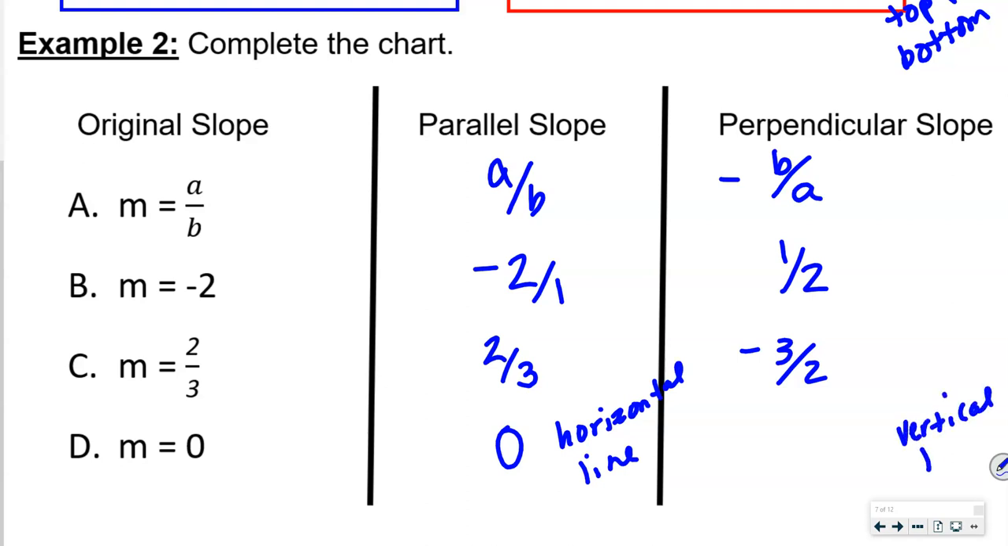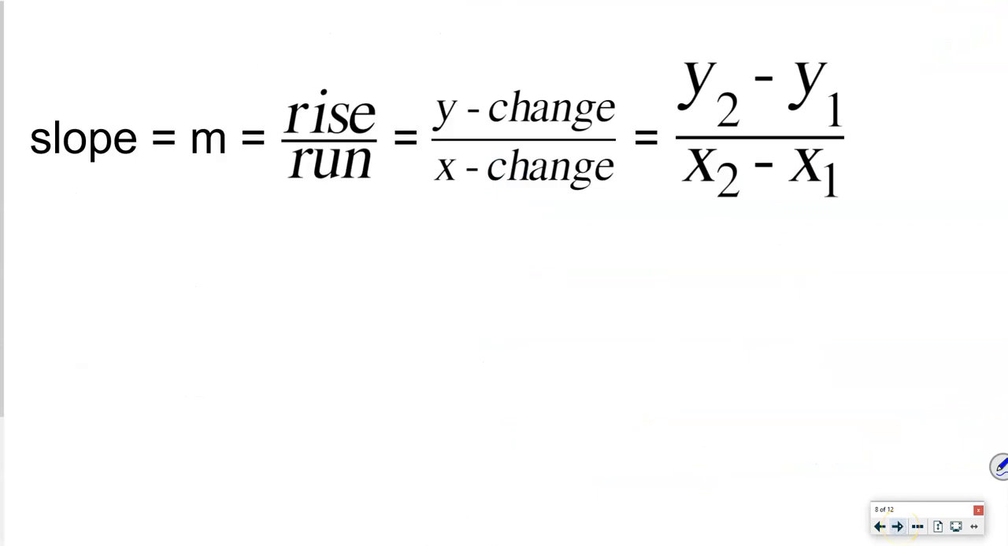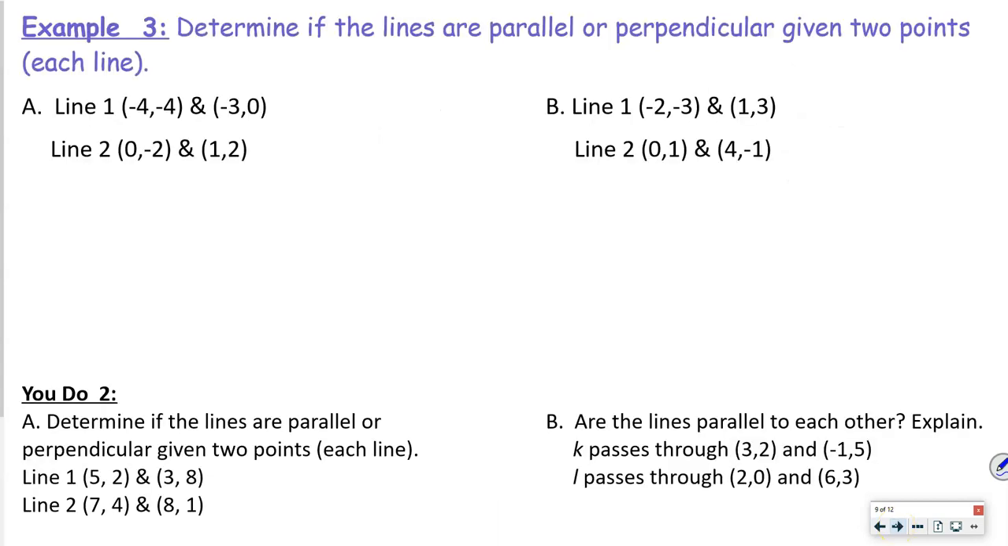Well, vertical lines, you cannot divide by 0, okay? So that means this is going to be an undefined slope, okay? So anytime you have a vertical line, hopefully you remember this from last year, it has an undefined slope, whereas horizontal lines have a 0 slope, okay? So now, just a reminder, slope is equal to m, which is rise over run. It's the change in y over the change in x. So that's y2 minus y1 over x2 minus x1. Okay, so we're going to work a couple of these together as well.